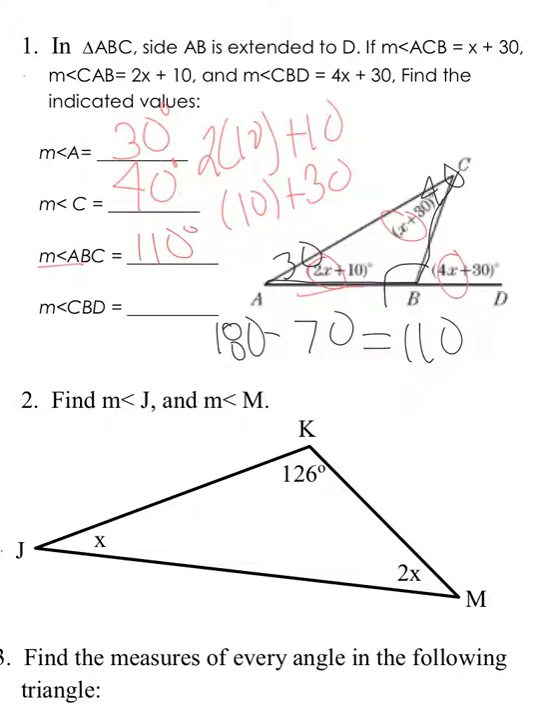CBD, follow that. CBD, exterior angle. We already know our x is 10. 4 times 10 plus 30 is 70. Okay? So really not that difficult of a problem once we go through the steps. Okay? So I'm going to clear that work off. We're going to go down to number 2.